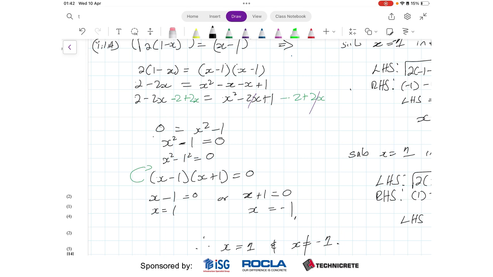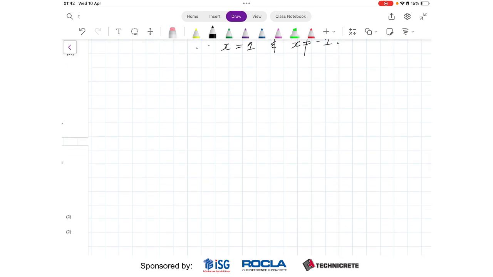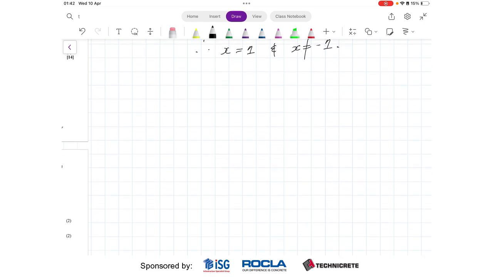But if you find, however, that the left hand side is equal to the right hand side after subbing in a critical point, then that critical point is the true solution. I hope that made sense. Moving on to the simultaneous equation.